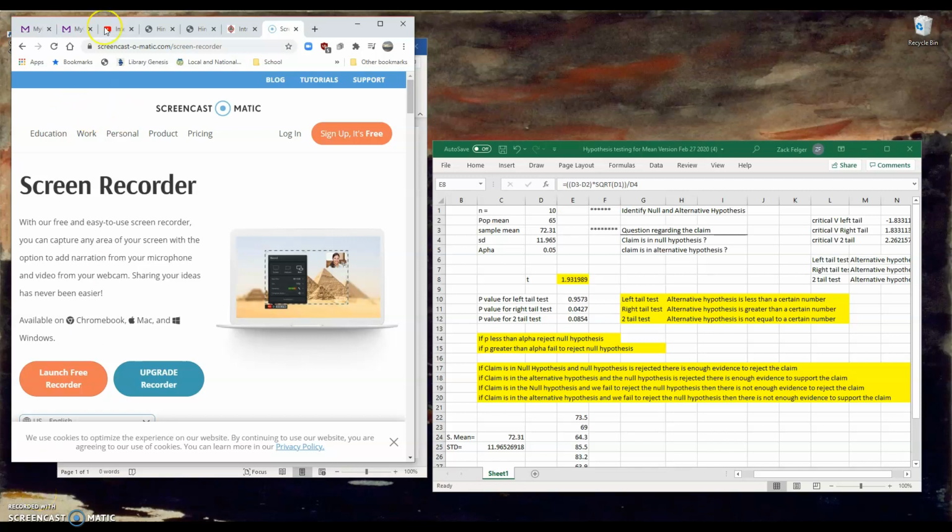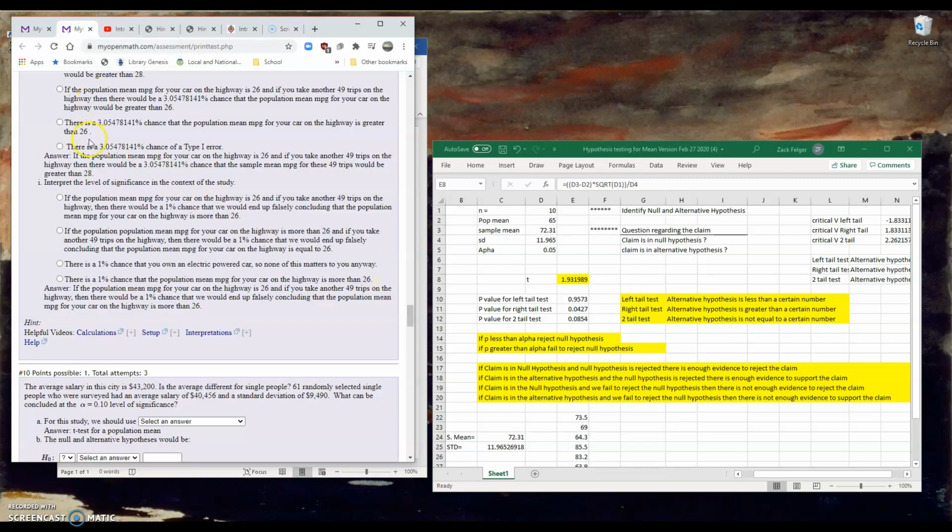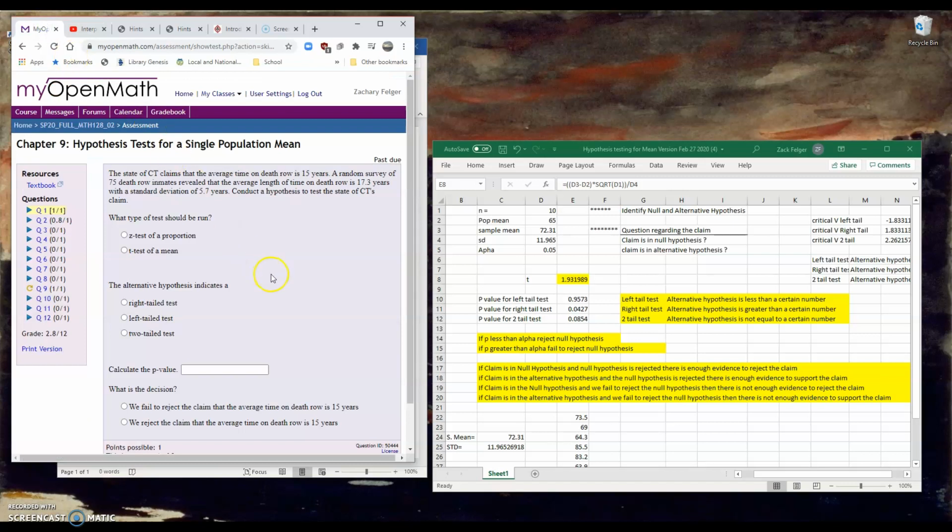Alright, Tracy, so I was taking a look at the other problems you had. Now, in terms of doing problems like these, you sent over one where the average time for a death row inmate is 15 years. We're given 75 death row inmates. Their length of time on death row is 17.3 years, and we're given a standard deviation of 5.7. Now they ask what type of test should be run.